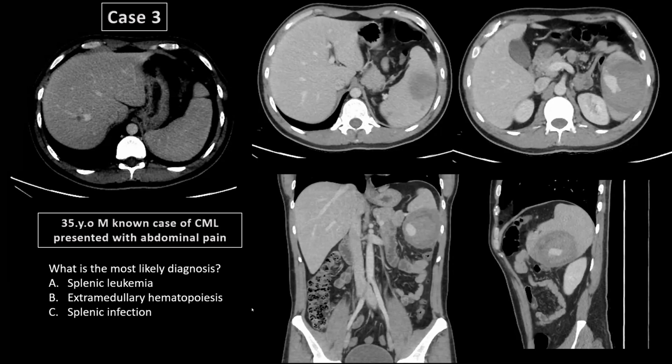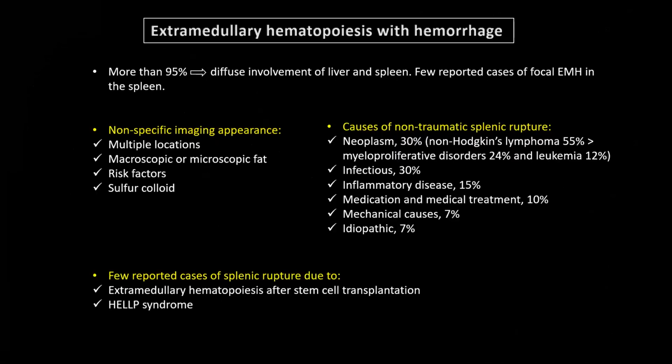I just wanted to let you know that there are several causes of non-traumatic splenic ruptures. Of those, the most common are the hematological malignancies. And of those, non-Hodgkin lymphoma is the most common, followed by myeloproliferative disorders, and then leukemia. Infections are also one of the common causes of splenic rupture, and infection can occur in these types of patients due to immunocompromised status. Other causes of rupture are inflammatory disease, medications, mechanical causes or idiopathic causes.